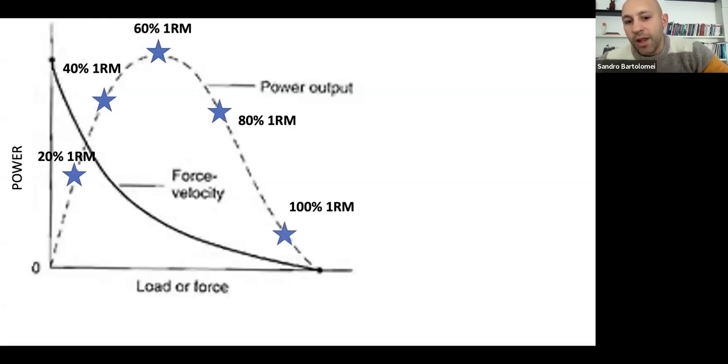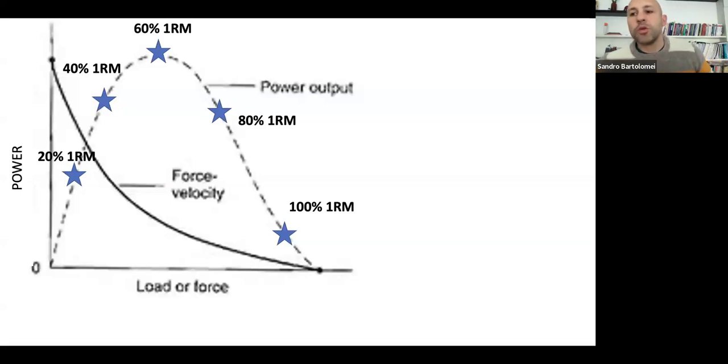And at the end, with 100% of 1 RM, the power produced is very low compared to the peak of power. You remember why it may be important for a strength and power individual to know the load corresponding to the peak power? You remember why it is important? Because this load is the most stimulating to increase power.